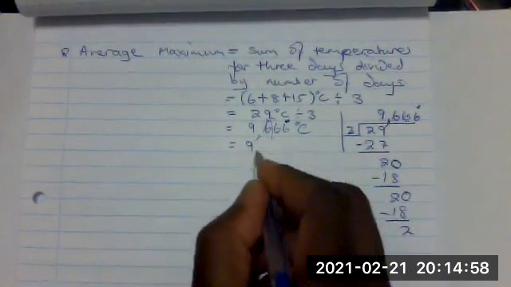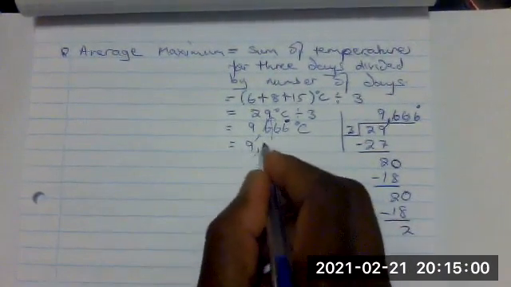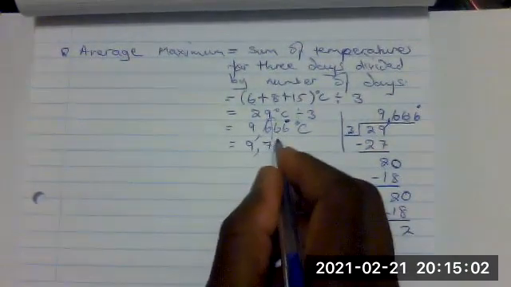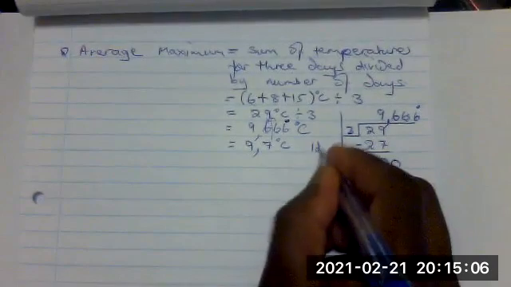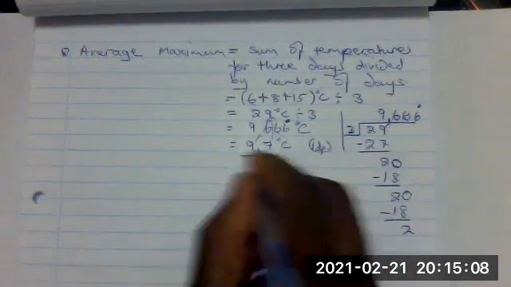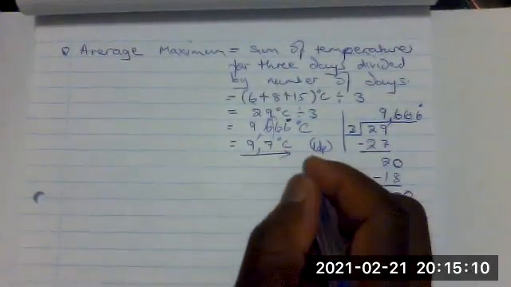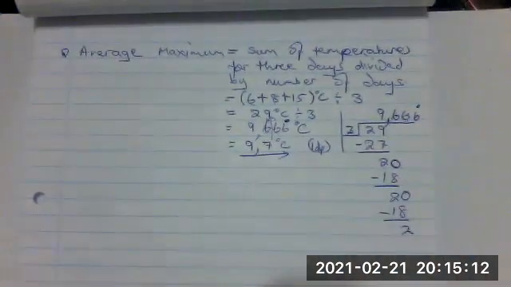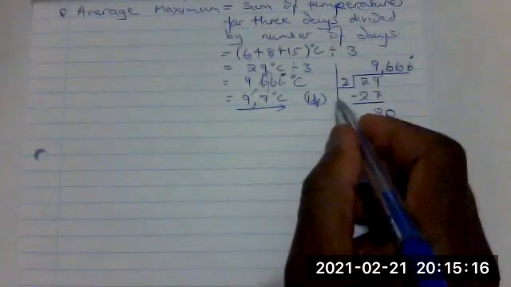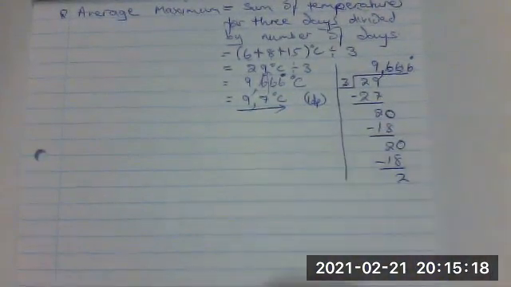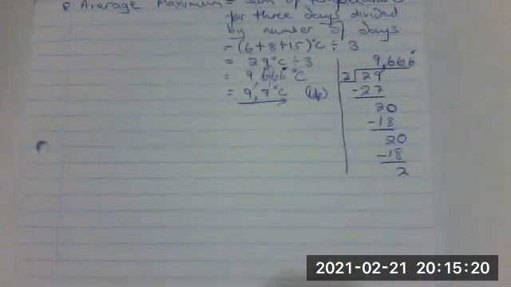So my answer becomes 9.7 degrees Celsius. My answer is to 1 decimal place. So this is the average maximum temperature for 3 days. Right? Then let us move on to question number 2.